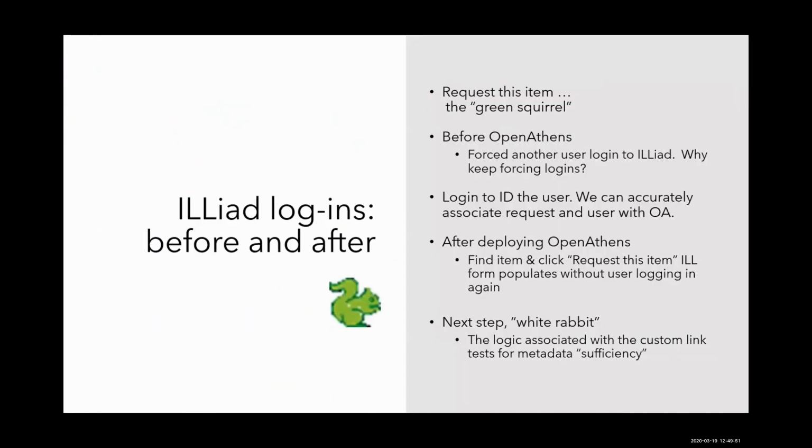So our requested service feeds into Illiad, which is our interlibrary loan management system. And we randomly chose a green squirrel eons ago, so we just kind of go with that icon. It means nothing. So before OpenAthens, why do we keep forcing logins?